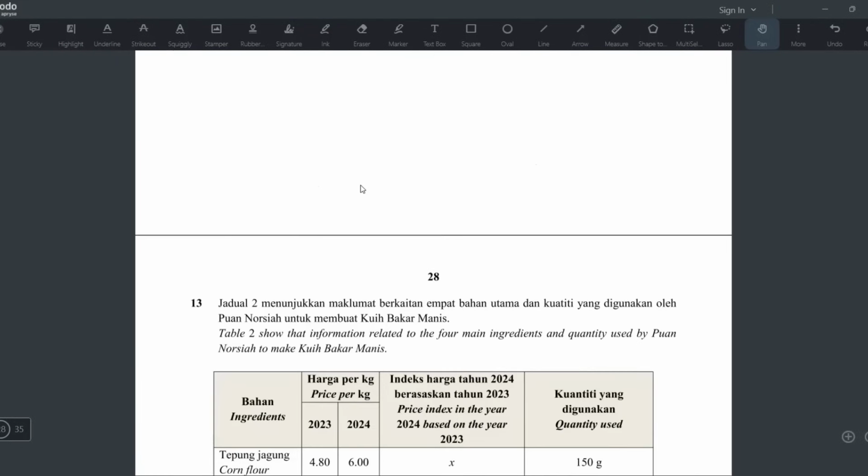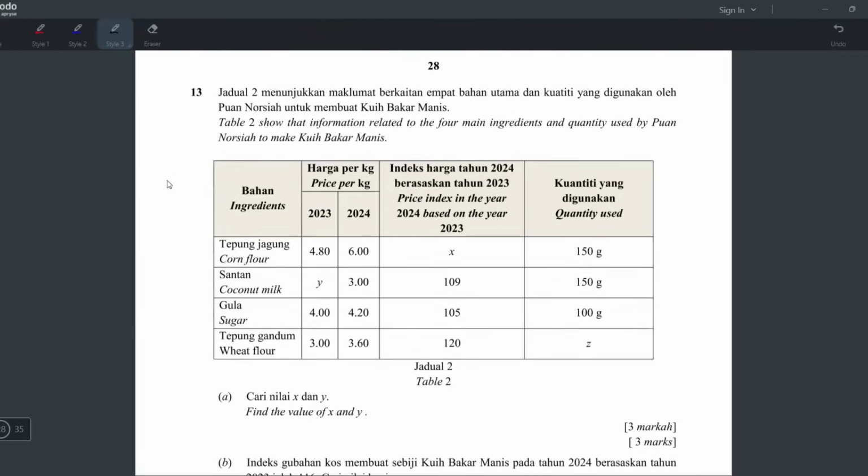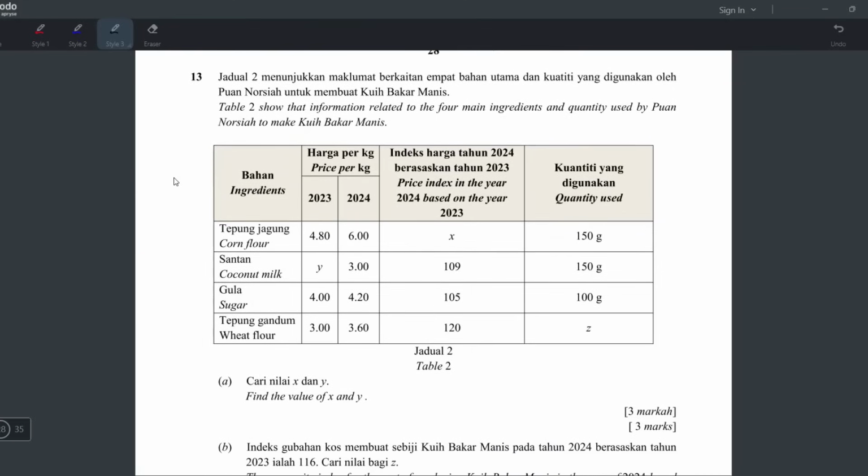Alright, let's go. Okay, 13. This is also a 10 marks question. All the section B, section C questions, all are 10 marks. Okay, this one is index numbers from Form 4 chapter 10. Alright, let's go. Table 2 shows the information related to 4 main ingredients. Let's check. Corn, coconut milk, sugar, wheat. Okay. And the quantity used by Puan Norcia to make kueh bakar manis.